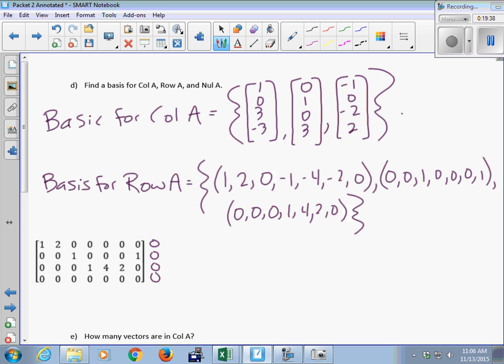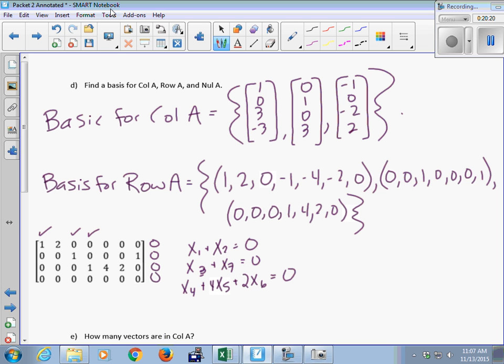So this says x1 plus x2 equals 0. x3 plus x7 equals 0. And x4 plus 4x5 plus 2x6 equals 0, right? And my pivots were x1, x3, and x4. So I want to solve for my basic variables, my pivot variables, in terms of the free.